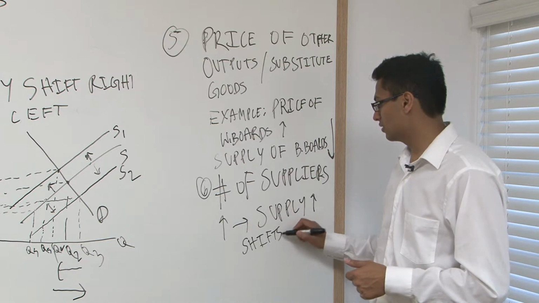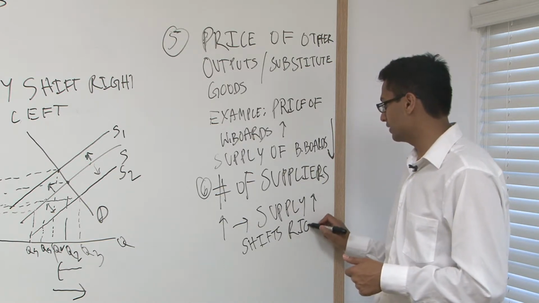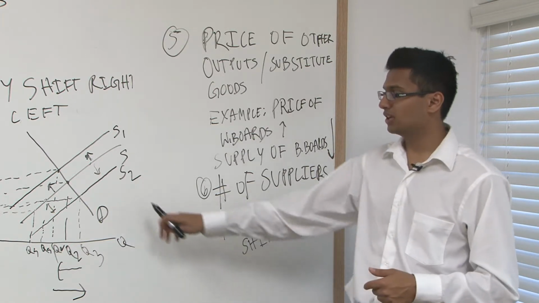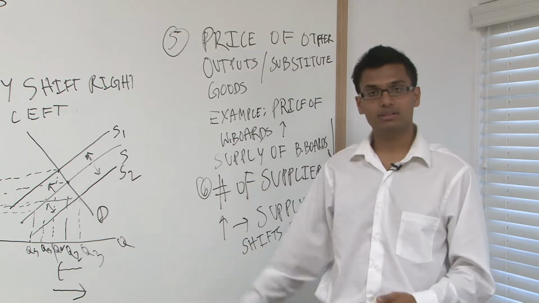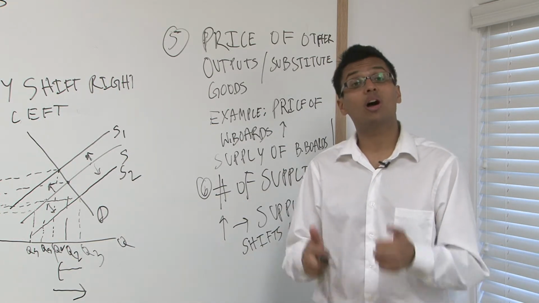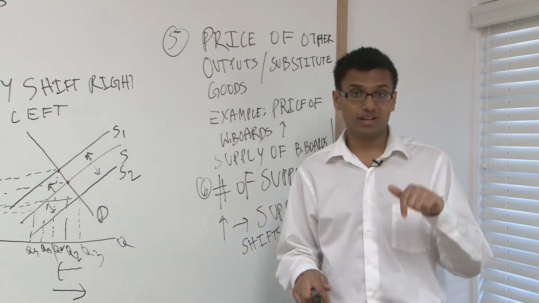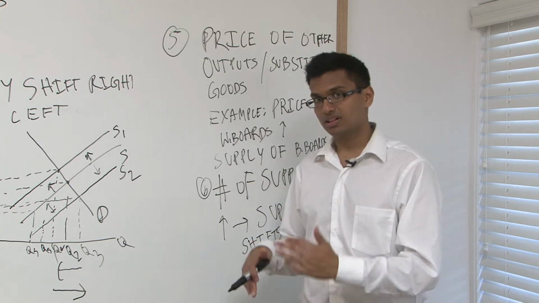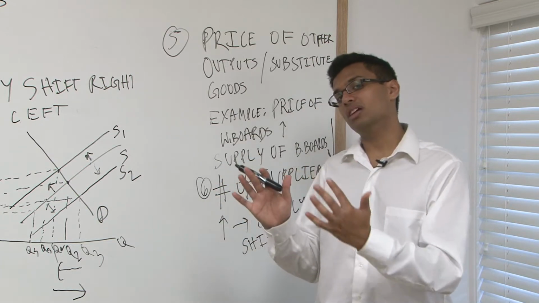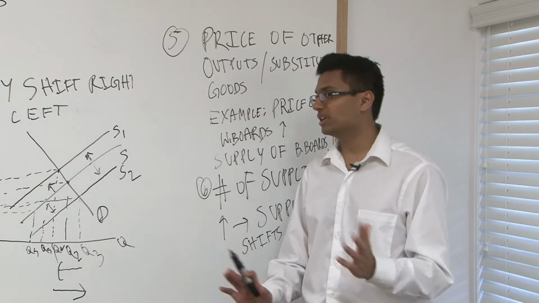Shifts right, okay? And that's pretty straightforward, it's going to shift from here to here, right? So suppliers go up, supply goes up. So supply shifts to the right. Suppliers go down, supply goes down, supply graph shifts to the left, okay? I hope that's pretty straightforward.